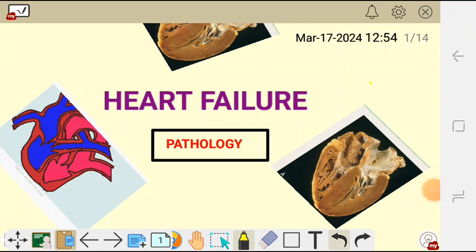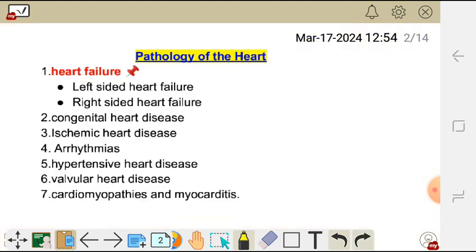In this video we're going to look at heart failure. So in my playlist of pathology of the heart, we are going to look at heart failure followed by congenital heart diseases and ischemic heart diseases, arrhythmias, hypertensive heart diseases, valvular heart diseases, and finally we are going to look at cardiomyopathies and myocarditis. But in this video we are going to look at heart failure.